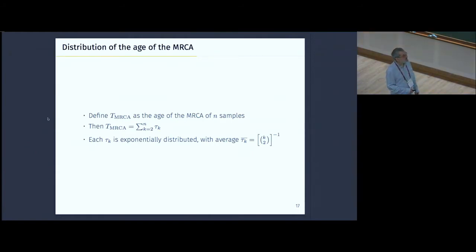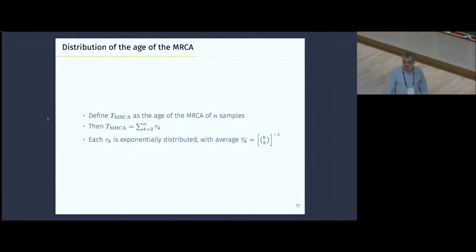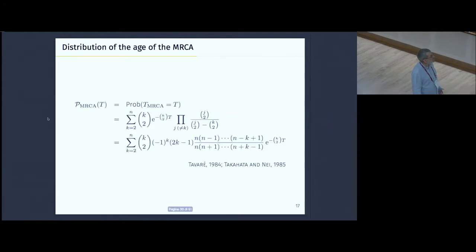Each of these is exponentially distributed with this average, and they are independent. So it's a sum of independent variables. The average of the sum of independent variables is very easy. And you can also look at the probability distribution, which is very simple.